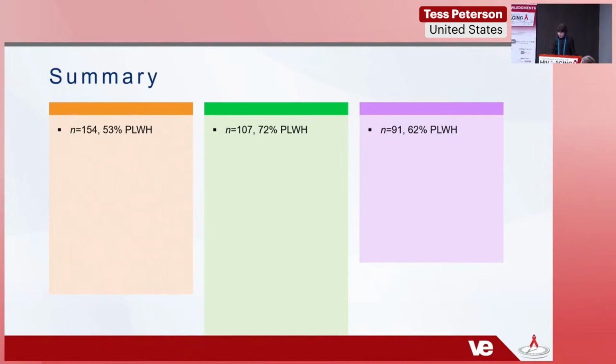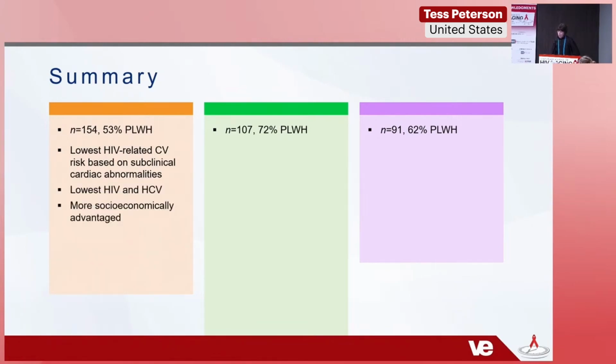So a summary. That was a lot, so I'm going to try to simplify it here. We've identified 3 clusters of people living with and without HIV based on their plasma proteomic signatures. We'll start with the orange cluster, which has the lowest HIV-related cardiovascular risk based on subclinical cardiac abnormalities, lowest prevalence of HIV and Hep C, is more socioeconomically advantaged, and has proteomic signatures reflecting lower activation of tissue homeostatic and immune responses.